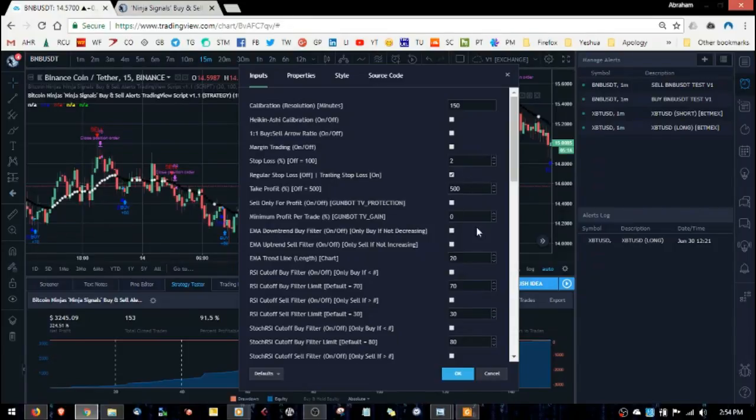This trailing stop could help you capture some profits in that situation. So that's how the stop loss works.